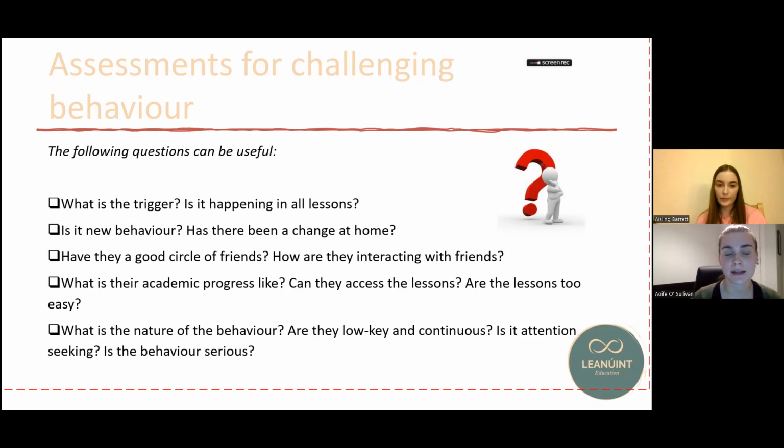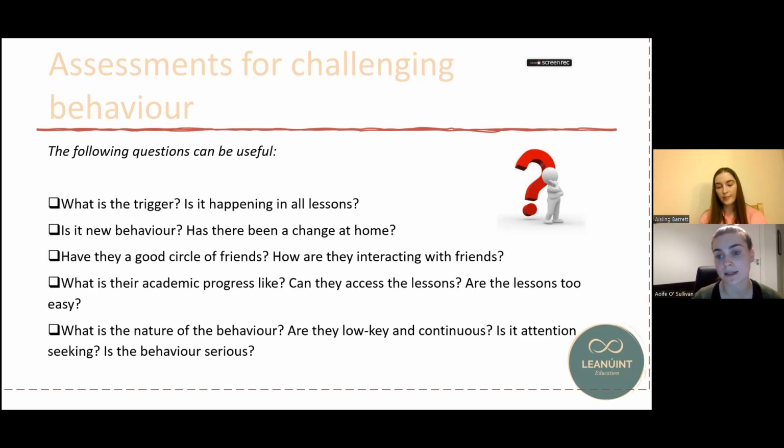What's their academic progress like? Because very often there are links between challenging behaviour and academic struggles, because there can be effects on children's motivation to learn if they're struggling, which can in turn affect their behaviour. Or maybe they might have low self-esteem as a result of academic problems. They might not be able to access the lesson, so that's something that's important to consider.